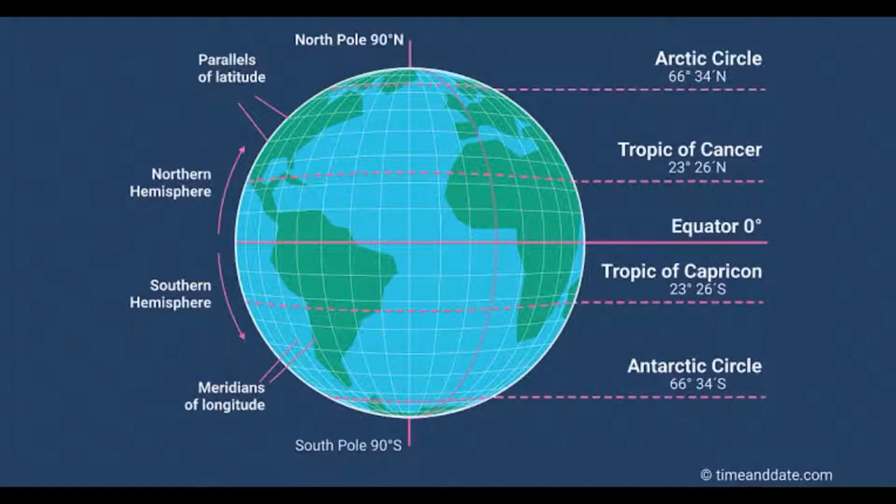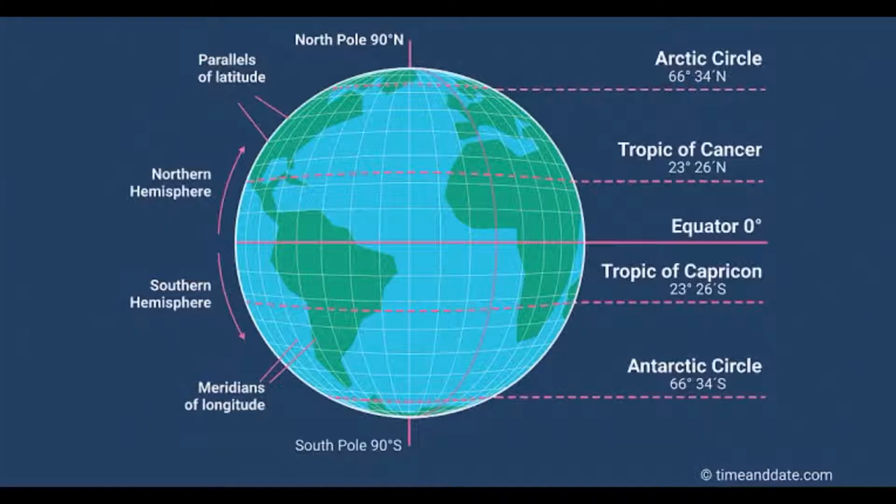Besides this, there are some other latitudes which are very important. The equator is the most important latitude. It lies at 0 degree. You can see here, near the equator, 0 degree is given.